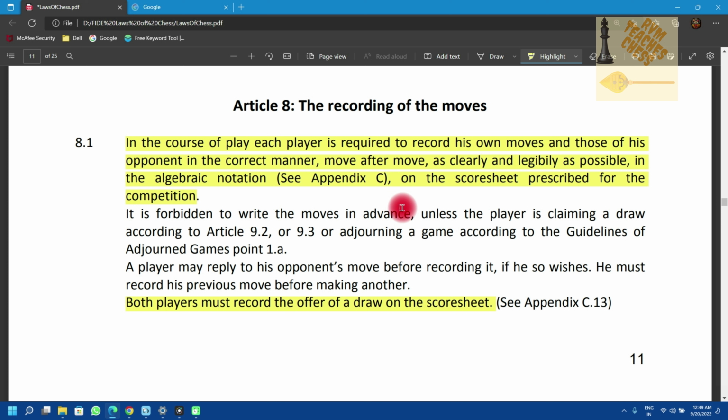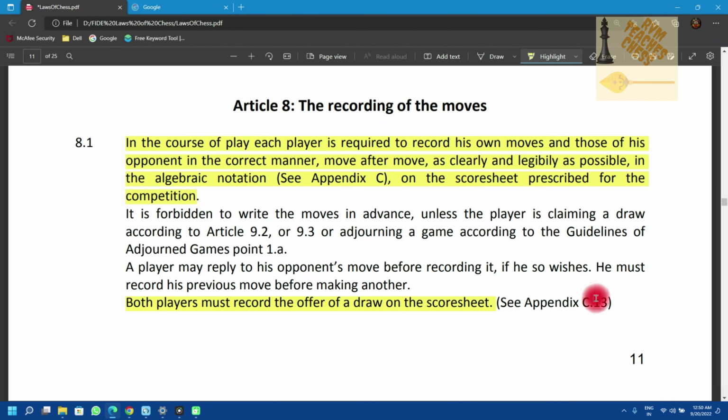legible manner. Both players must record the offer of draw on the score sheet. It applies to both the players, the opponent as well as you. Say that one of you makes a draw offer on, say, the 13th move. So against move number 13, you must mention an equal to sign, an equal to symbol. That indicates that one of you has made a draw offer.